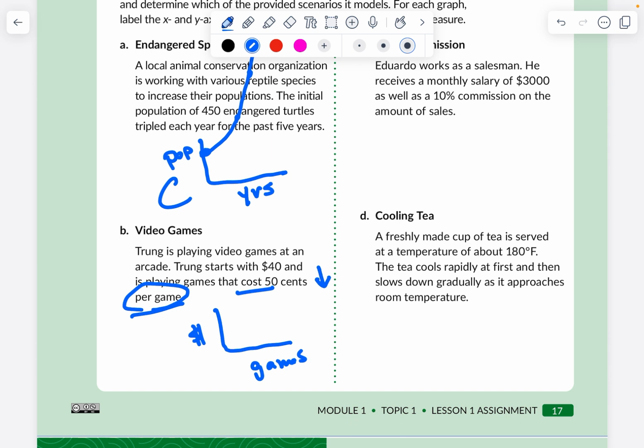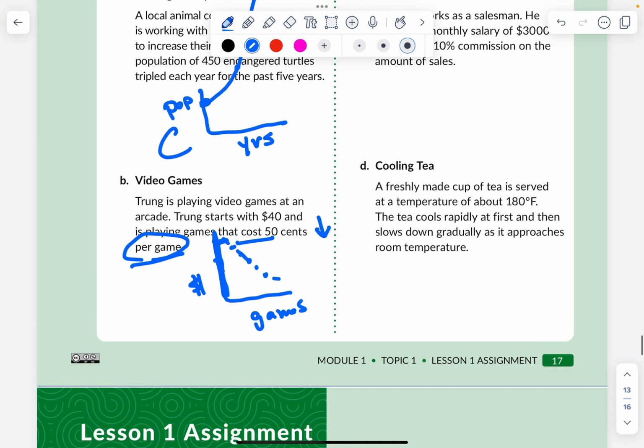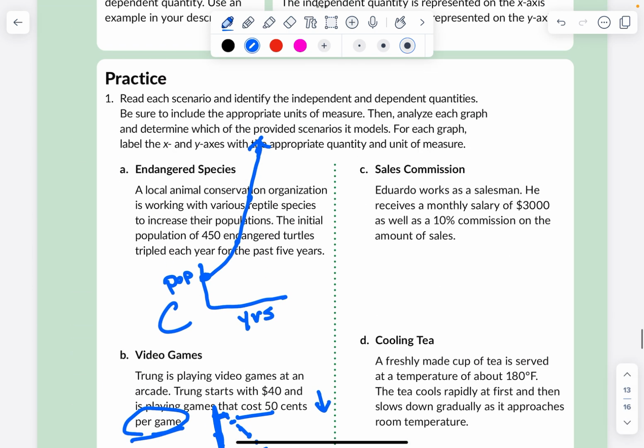So our games is down here, money is here, and if you think about it, if it costs 50 cents, it's going down by 50 cents each time, and that is a constant rate, which means we will have a straight line. We are not starting with $0. We're starting somewhere up here at $40, and every time we play a game, 50 cents comes out of our pocket. Play another game, minus another 50 cents, minus another 50 cents. So I'm looking for a linear graph that's going down, and that's going to be graph B, okay? So B goes with B.